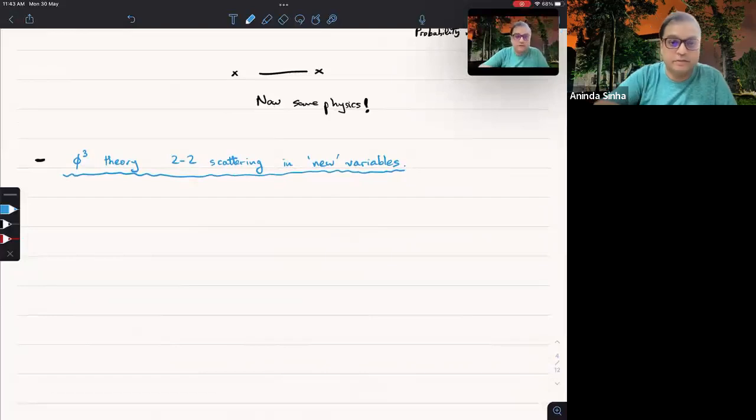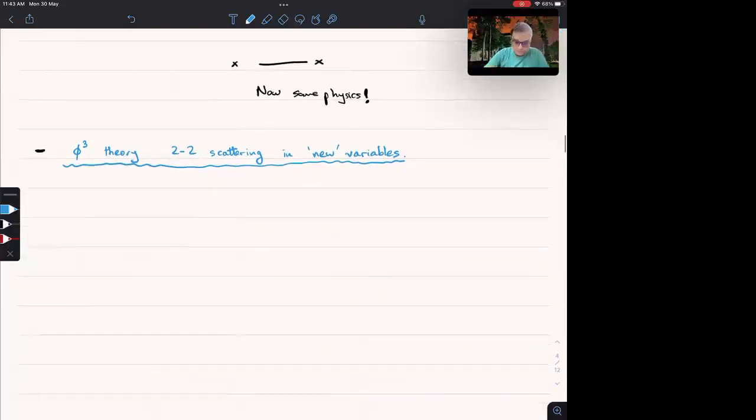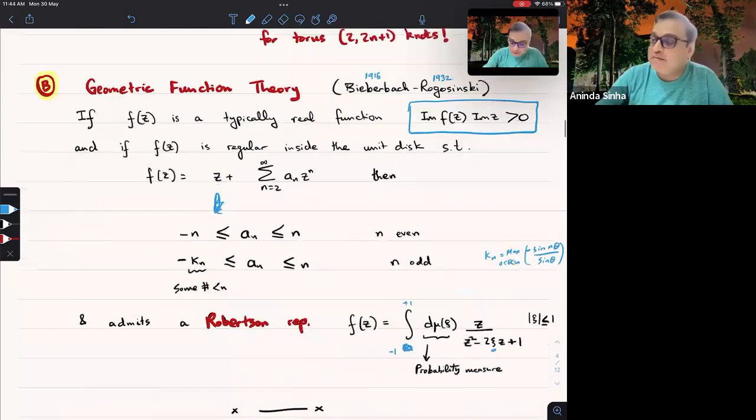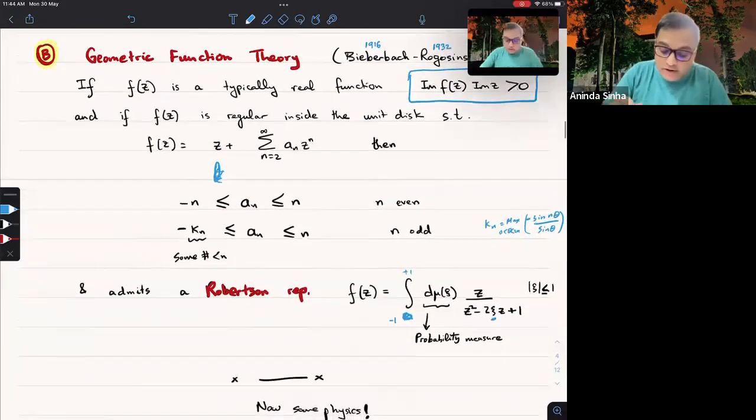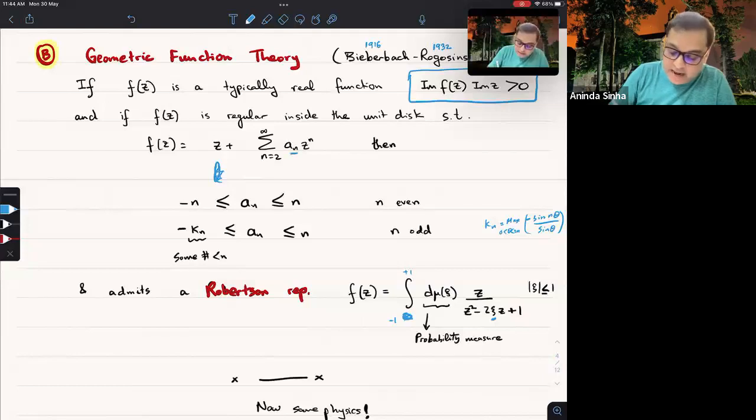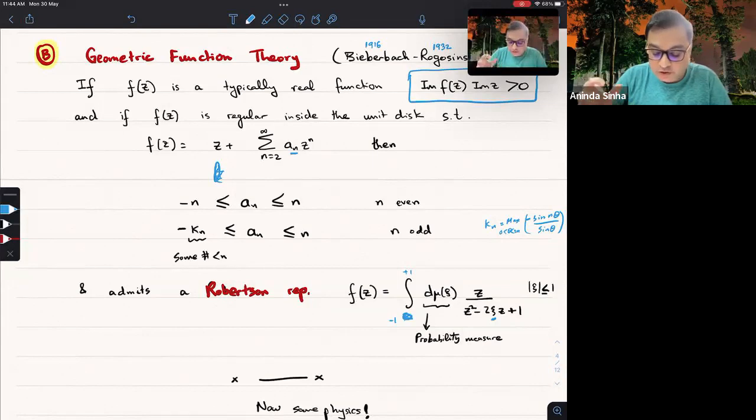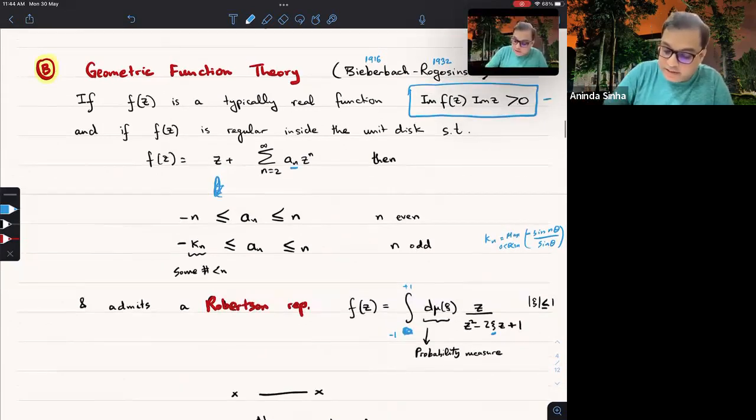Any other questions? Sorry, just one more question. These typically real functions, can you give some intuition as to why it's called typically real? Yeah, unfortunately, mathematicians. One reason why they are called typically real is because you can actually show that these a_n have to be real. So in geometric function theory, when you do a Taylor expansion, these a_n could be in general complex. But if you look at this particular condition and the regularity inside the unit disk, you will conclude that these a_n have to be real.